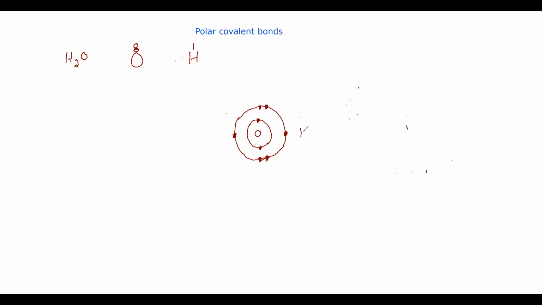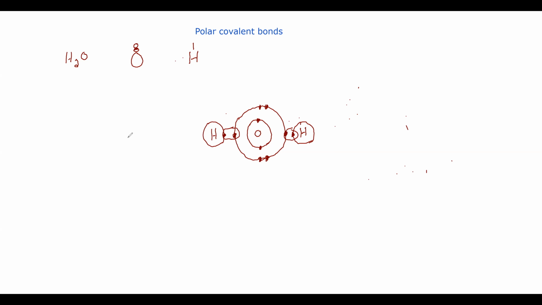We put an H right here, with the one shell and the one electron, and they are going to share. Put an H over here, and our one electron, and they are going to share. Now, oxygen is a super strong magnet. It really pulls those electrons towards itself. Hydrogen is weak. So what is going to happen?